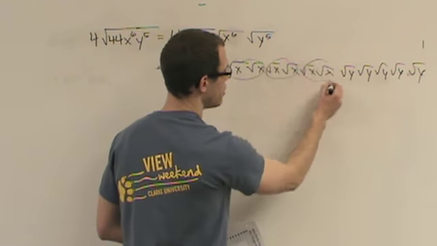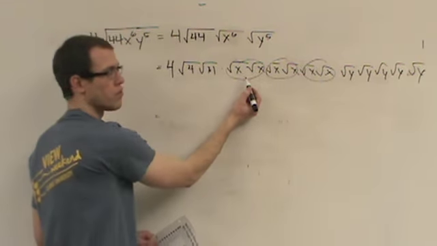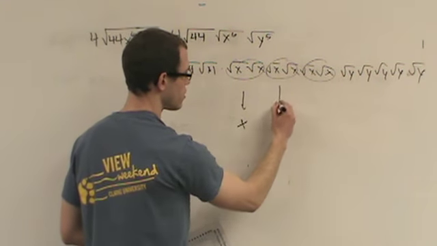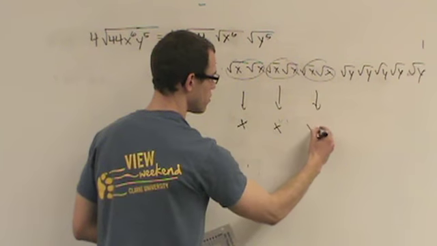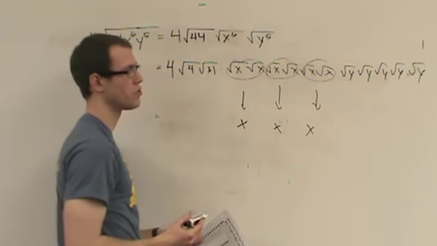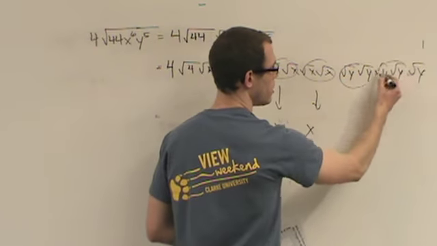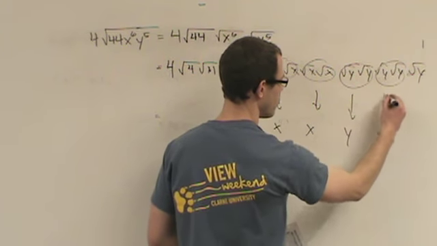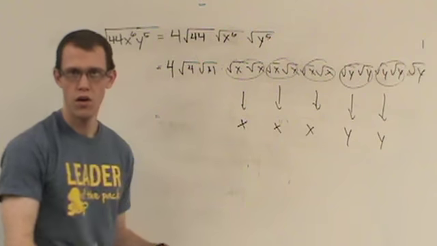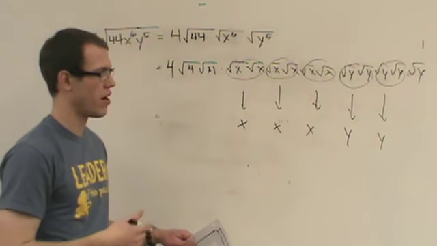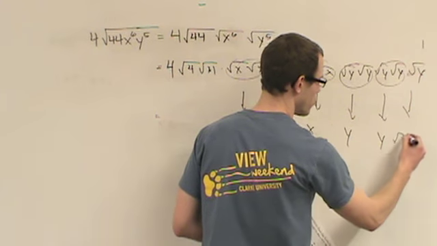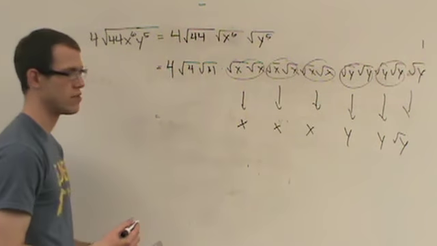Here's a pair, and here's a pair. So these two square roots of x's become an x. These two also become an x. These two become an x. Now let's look at our square roots of y. Here's a pair and here's a pair. So this becomes y, this becomes y. When you have a pair, you just take the object underneath the pair without the radical. And notice, we didn't touch this last square root of y, so I have to keep him on the end.